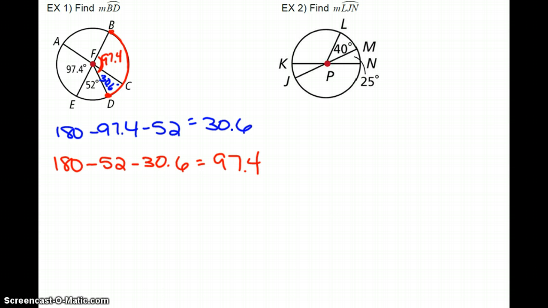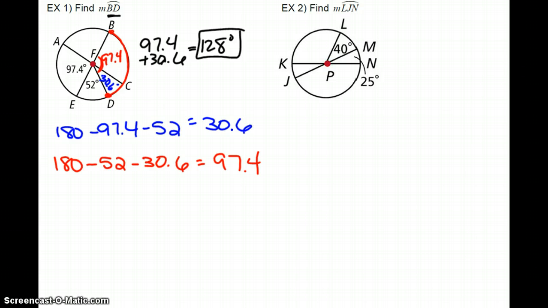Therefore, this entire arc BD will be the sum of 97.4 and 30.6. And that is the measure of my arc BD. And to clue us in on why we're measuring this side of BD is because I only have 2 letters, so it has to be that minor arc. It's going to be the smaller one, not the one on the opposite side here.